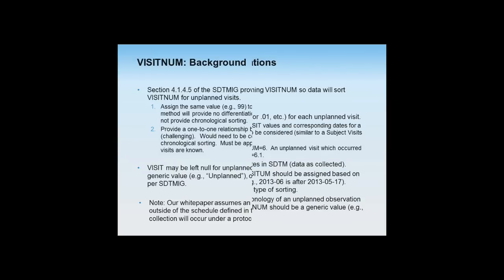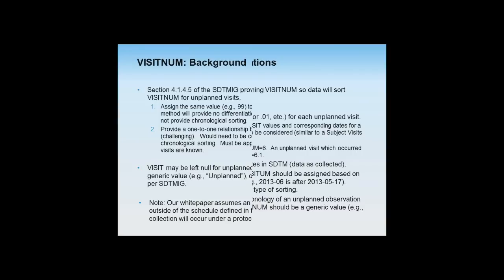So the challenges that we came up with, the first is basically for VISITNUM. How do you assign VISITNUM for unplanned visits so that they sort chronologically, especially when you have partial dates and missing dates? You might also have some unplanned visits which occur on the same date as a scheduled visit date. So we're going to get into some use cases on that.